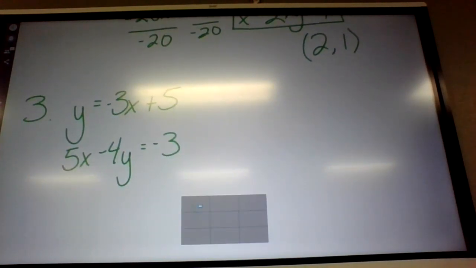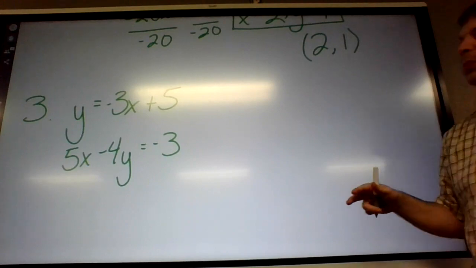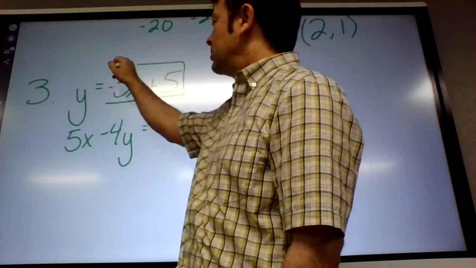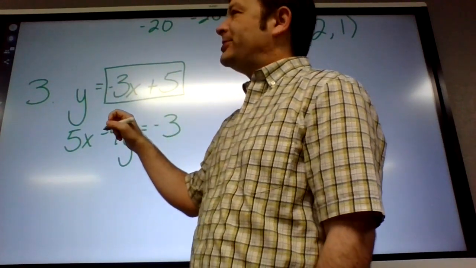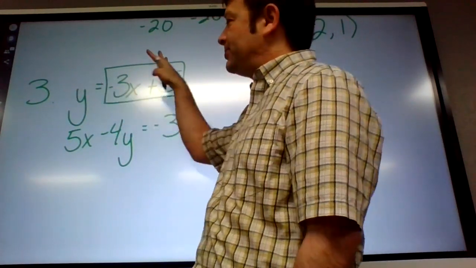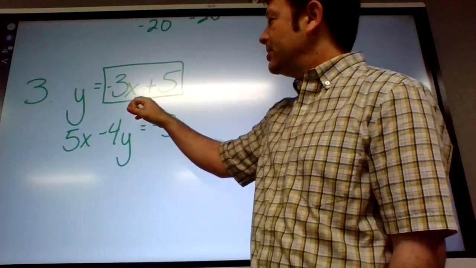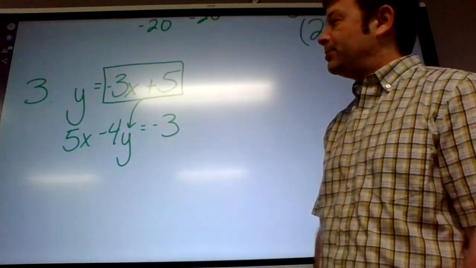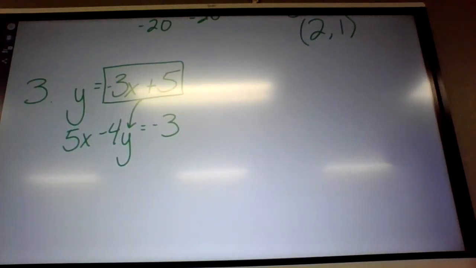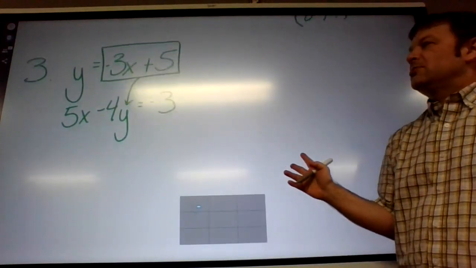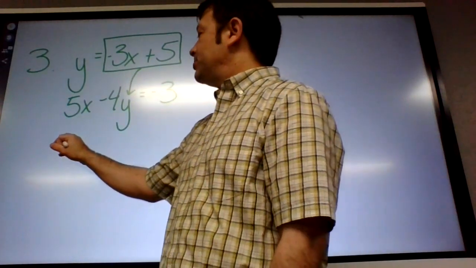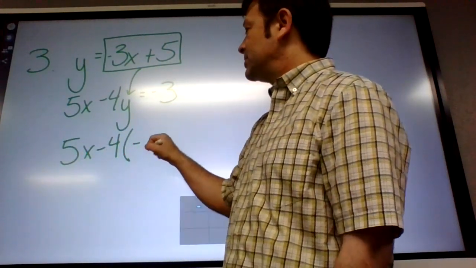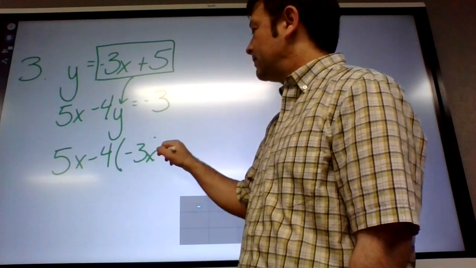Alright. You replaced y with minus 3x plus 5. Right. Okay, and it doesn't always have to be y. Sometimes it might say x equals, and you can replace x. But y is equal to negative 3x plus 5, so we can exchange the y in the second equation, substitute. So the second equation becomes 5x minus 4 times negative 3x plus 5.